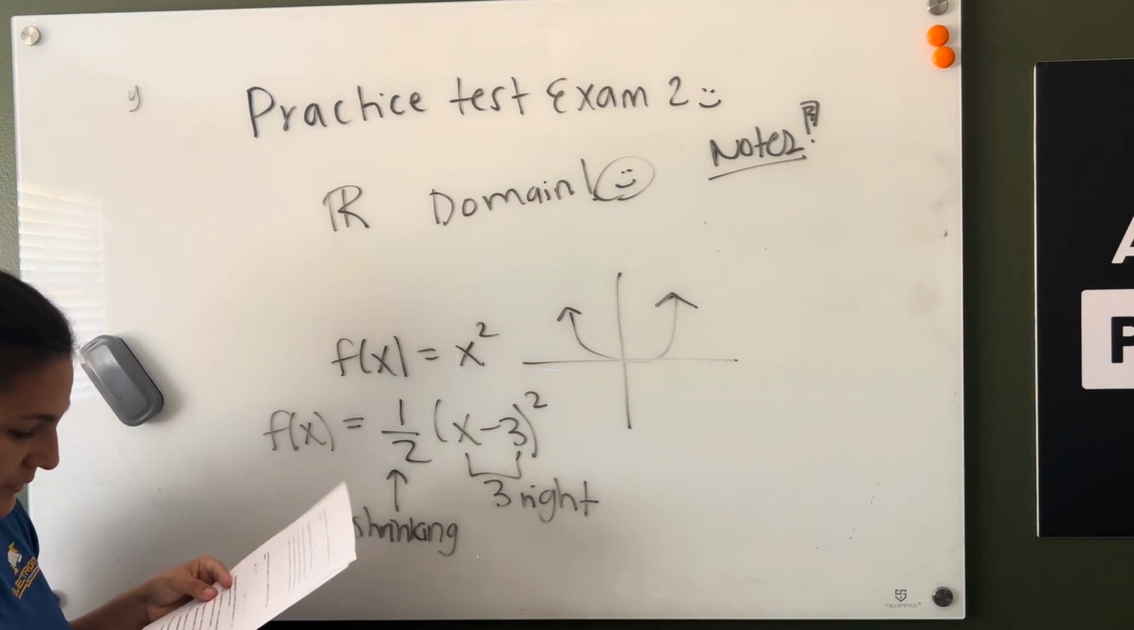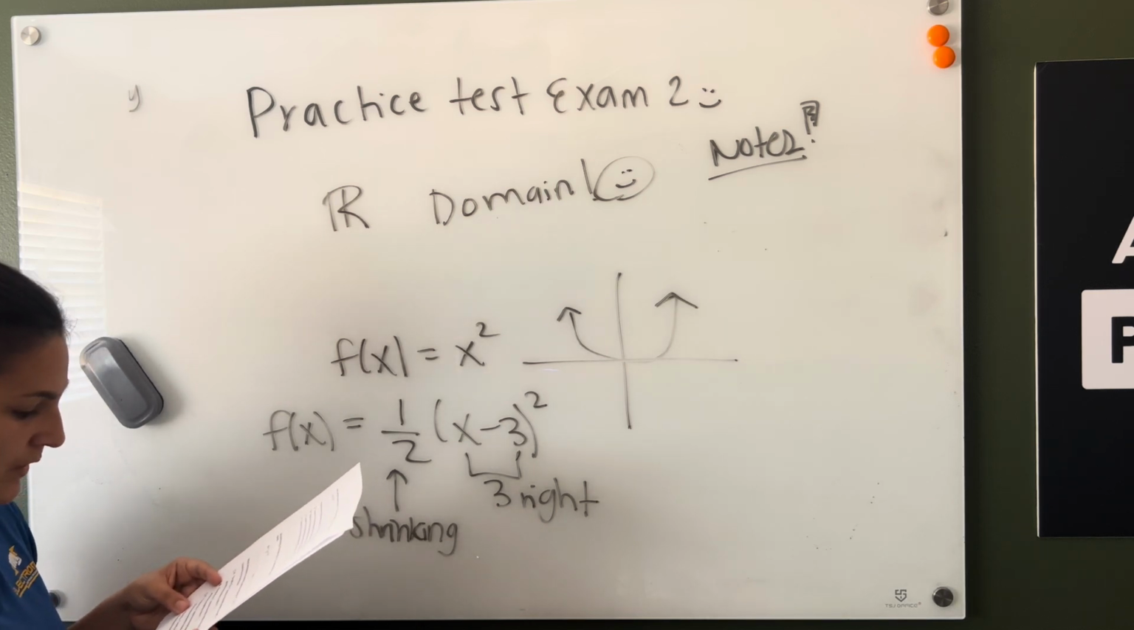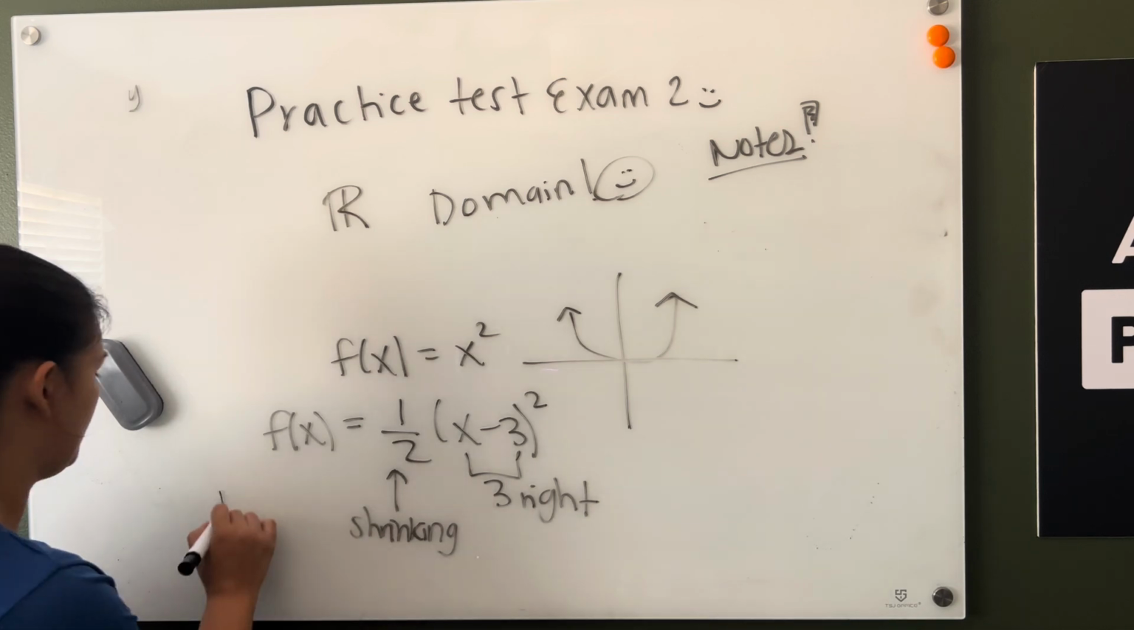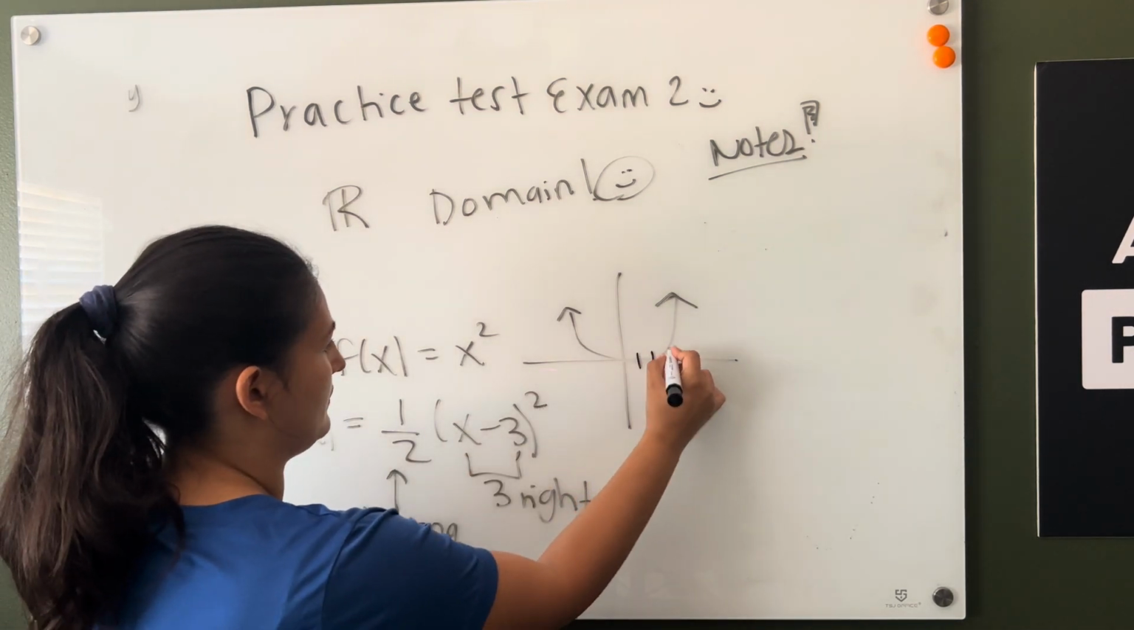Horizontal shift 3 to the right, so that's either B or D. And then it shrunk vertically by a half. So that's B. Okay, if I had to draw this, what would I do? I would shift it 3 to the right. 1, 2, 3. Now it's here.